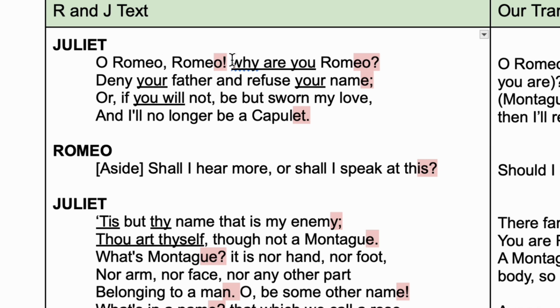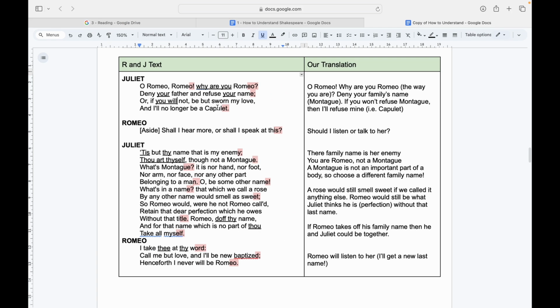And instead of "Romeo, Romeo, wherefore art thou Romeo? Deny thy father and refuse thy name," we have, "Oh, Romeo, Romeo, why are you Romeo? Deny your father and refuse your name. Or if you will not, be but sworn my love, and I'll no longer be a Capulet." So much easier to understand.